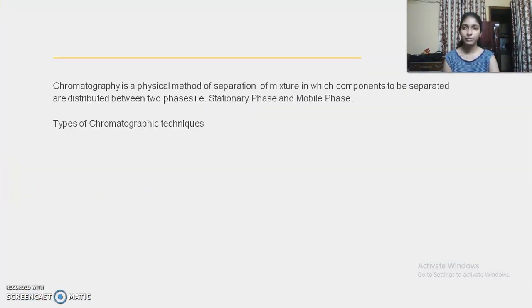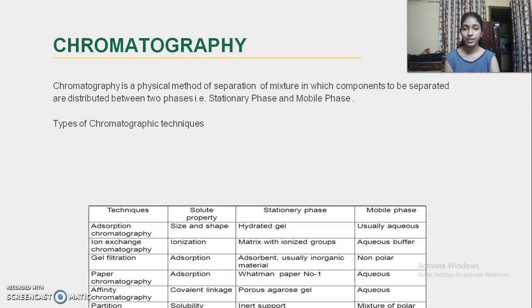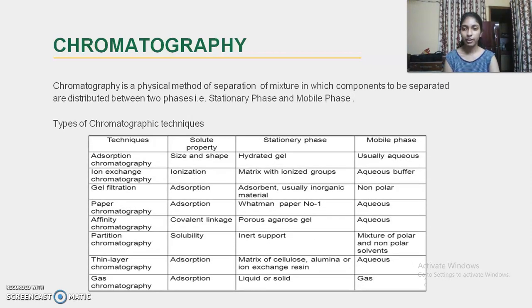So let's start with what is chromatography. Chromatography is a physical method of separation of mixture in which components to be separated are distributed in two different phases. One is the stationary phase and second is the mobile phase. Let's see what are the commonly used different chromatographic techniques. Some are adsorption chromatography, paper chromatography, affinity chromatography, thin layer chromatography, gas chromatography, etc.